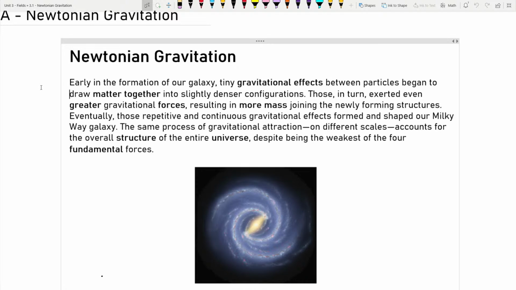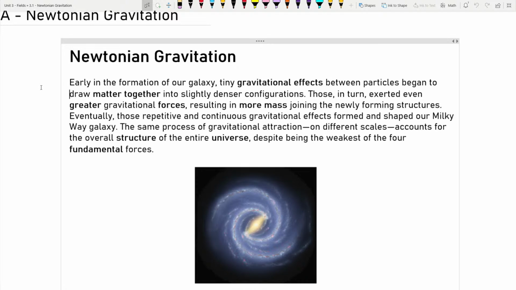So eventually we get the Milky Way galaxy, we get individual stars. Eventually those gravitational forces will cause stars to collapse, but that can result in supernovas, which spread that material out. And gravity has moved material all throughout the universe. In fact, this process of gravitational attraction accounts for the overall structure of the entire universe, despite the fact that it is the weakest of the four fundamental forces. And in grade 11, you should have learned about the four fundamental forces: gravity, the strong nuclear force, the weak nuclear force, and the electromagnetic force.